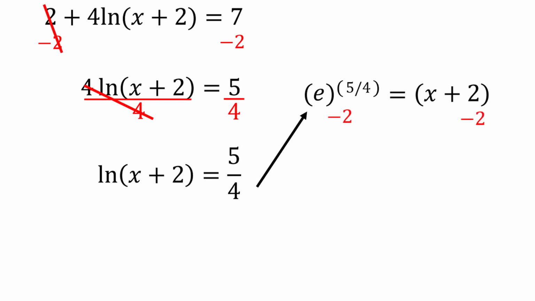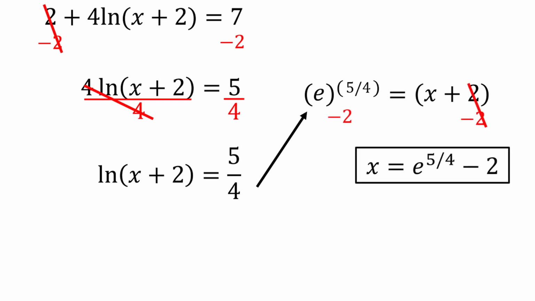Subtracting 2 from each side, we have x is equal to e to the 5/4 minus 2, which is our final answer. You could type this into your calculator to get a decimal approximation, but oftentimes you will express your answer like this, as this is an exact answer. The calculator will only give you an approximation once you put it into decimal form.